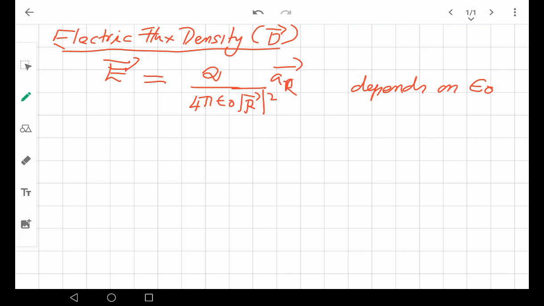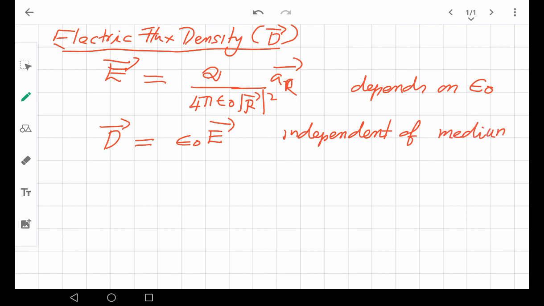Okay. So now we have the electric flux density defined as D equal to epsilon 0 E. So you can see that this is independent of the medium in which you have the electric flux. That is, it is independent of epsilon 0 of the medium, right?